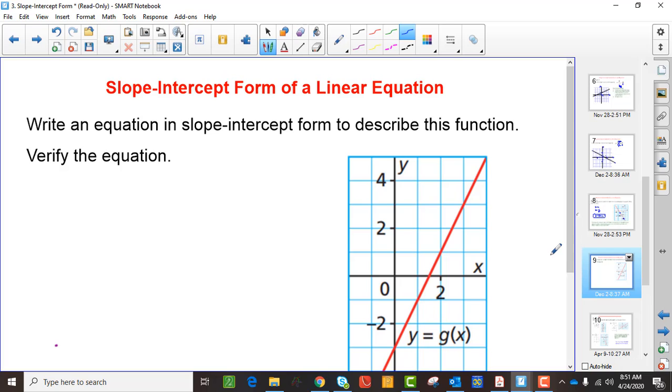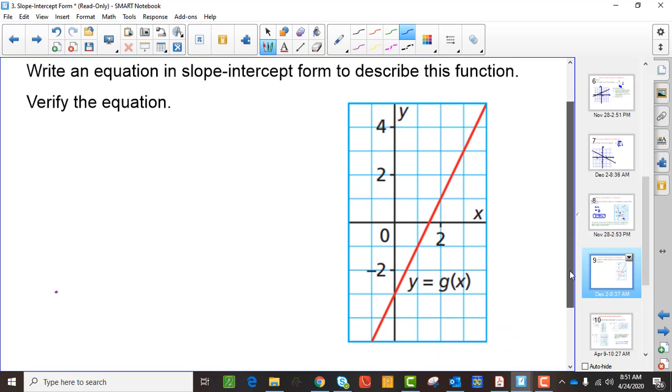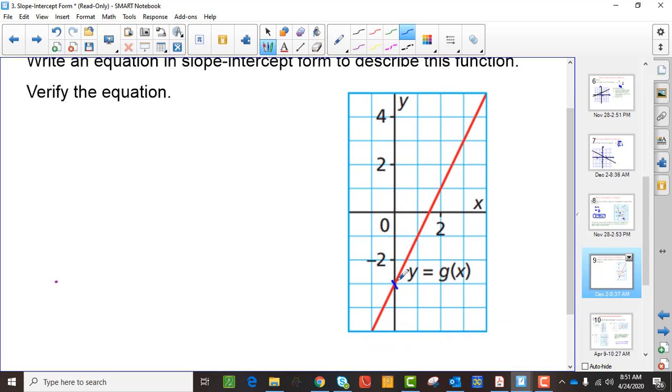Okay, same thing here. We're going to look at another example. So again, first thing you have to do is identify the y-intercept. There's my y-intercept. So my b value is -3. And then I'm going to do rise over run. Now I notice this point goes through a grid line. So if I run 1, I rise 1, 2. So my slope, which is rise over run, is when I run 1, I rise 2. So the slope is 2.